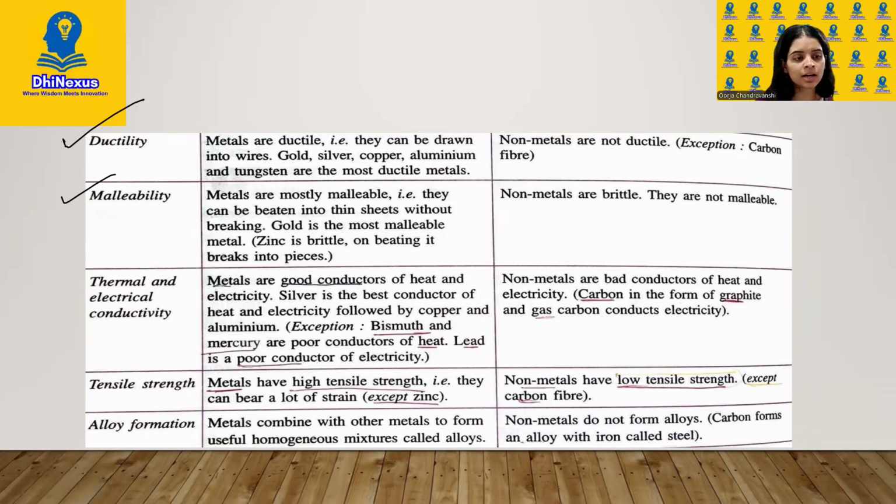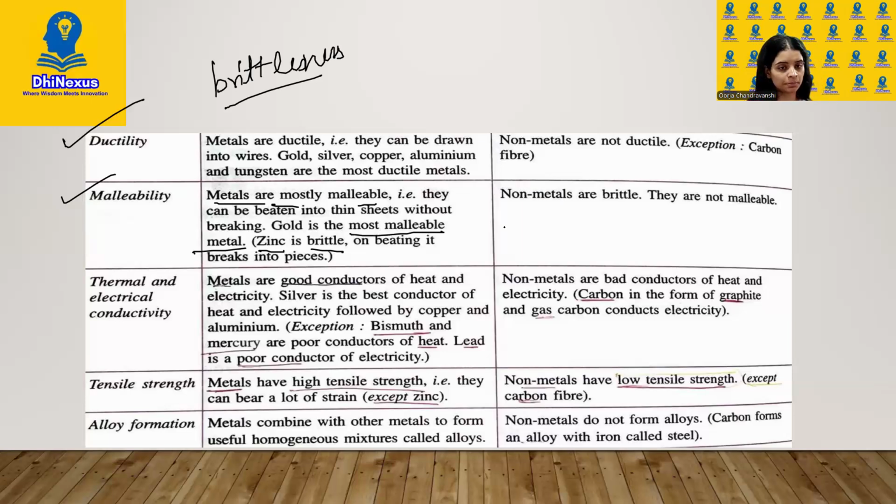Now, malleability is the cousin of ductility. Basically, you can draw them into sheets. So metals can be drawn into sheets without breaking. The ability to break is called brittleness. So metals are not brittle except zinc. When you try to mend it, it will break into pieces. Gold is one of the most malleable substances, the most malleable metal. Non-metals are brittle and they're not malleable.